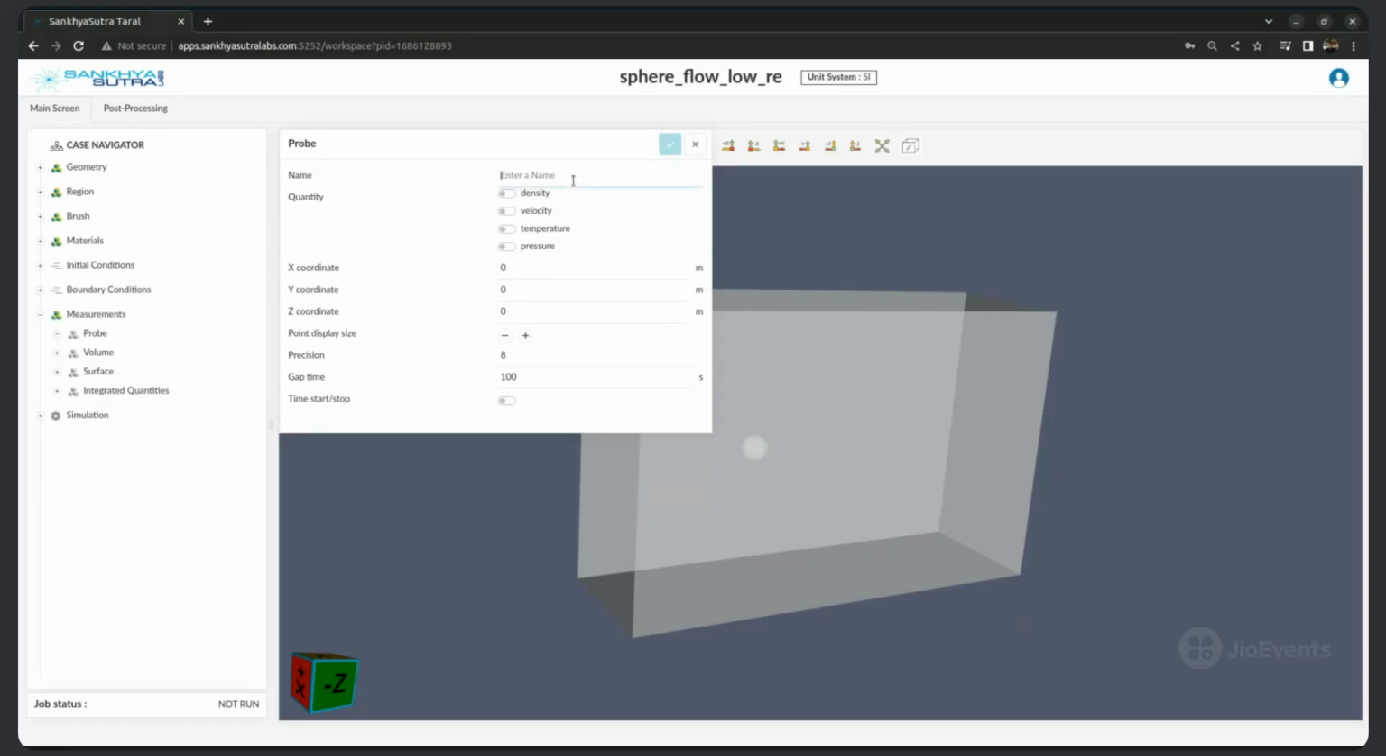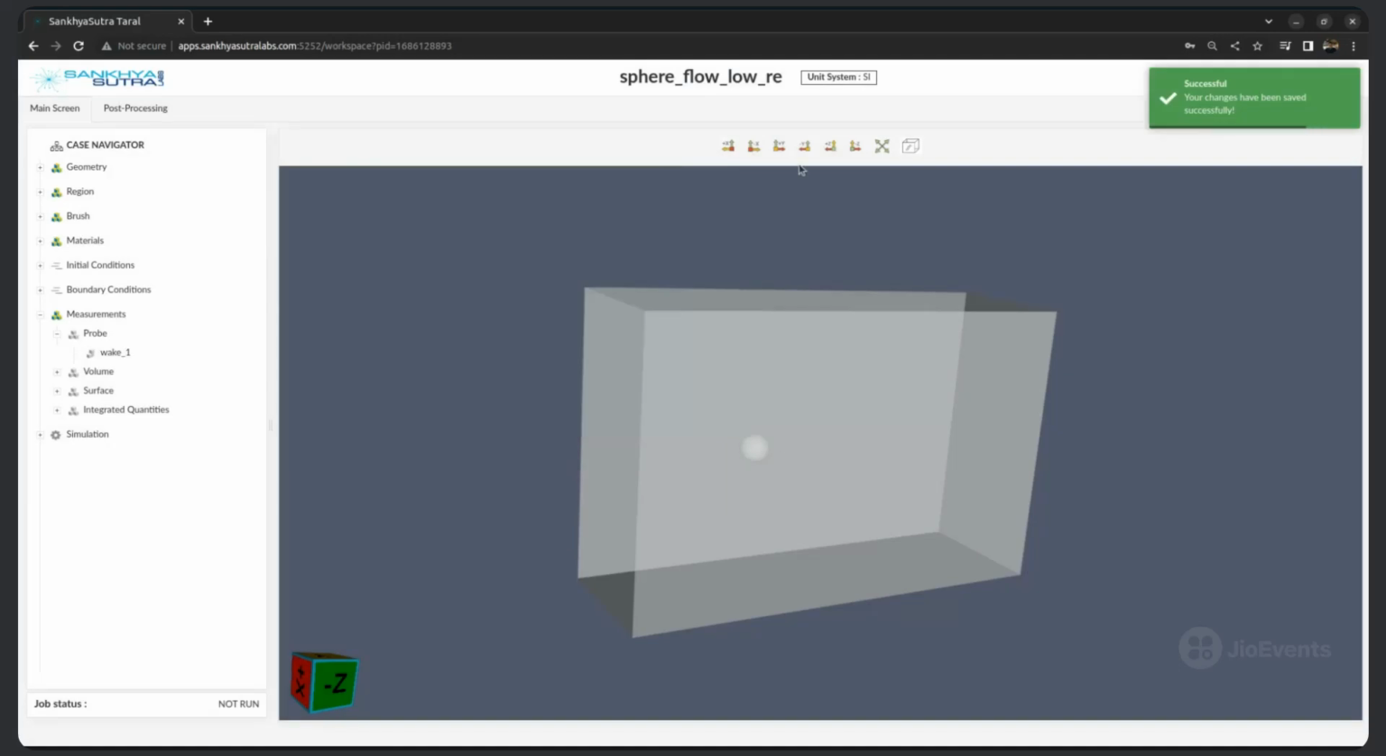So let me just set up the probe and I'll get to that. Let's say I want a probe in the wake. I'll call it wake_1. And I want to save all of the properties. And I want the probe at the coordinates 1, 0, 0. And the sampling interval I want for my probe is 1 second. So data will be saved every second. I click save. It says my changes are saved. And you see my probe got populated here.